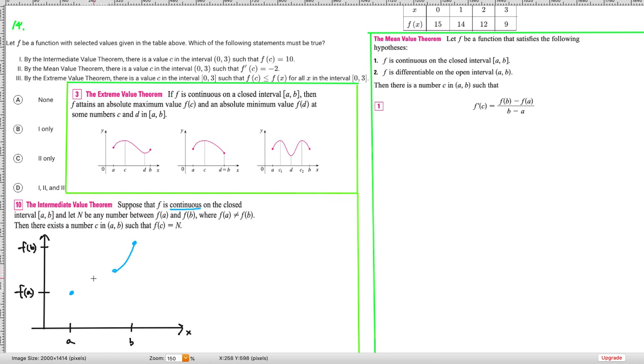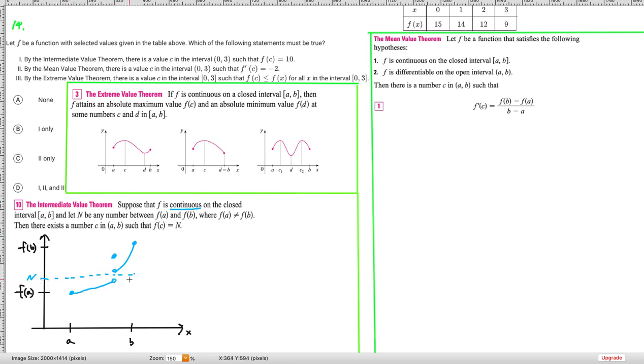And I could possibly skip a value, like this. Okay, and then there'd be some n right here, where there's no c value. It's not defined, and it could be whatever. It could be defined up here as a, and then there'd be this n value that would not make the intermediate value theorem true.